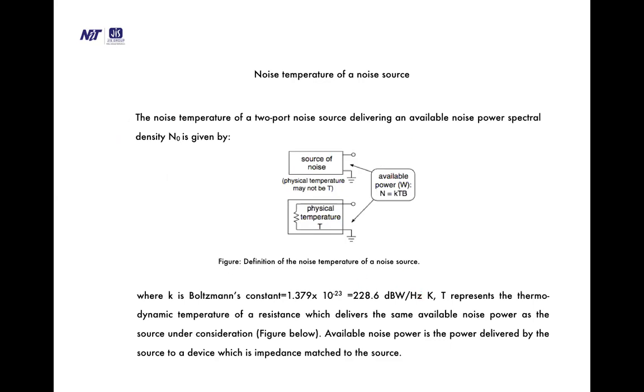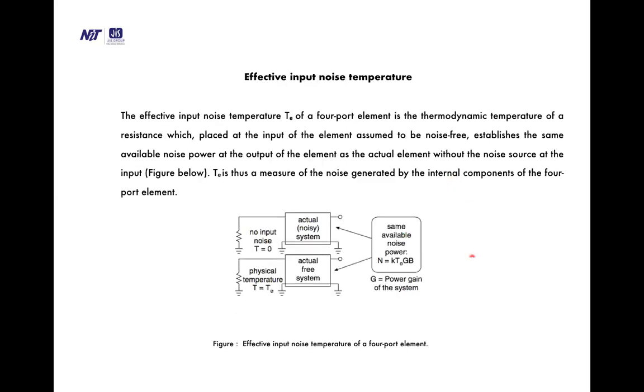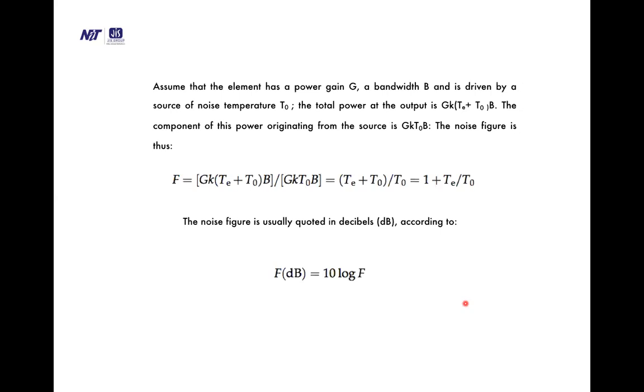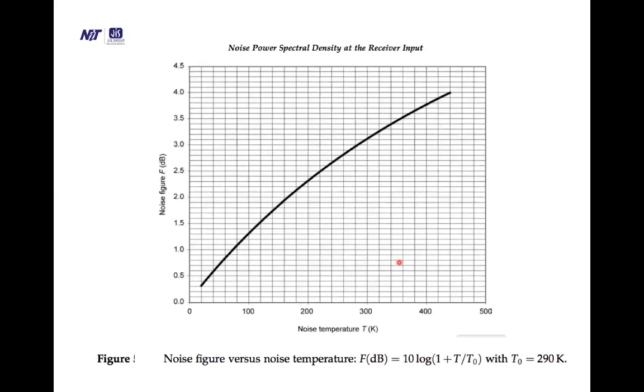This is a hypothetical model of how the noise temperature of a noise source can be described or generated. K is the Boltzmann constant, but it is not the actual one, it is a model. So the noise power is equal to K T0 G B. G is the power gain of the system, B is the bandwidth, and T0 is equal to 290 Kelvin. So the noise figure is given by 1 plus TE by T0. Noise figure versus noise temperature is given by this graphical model.